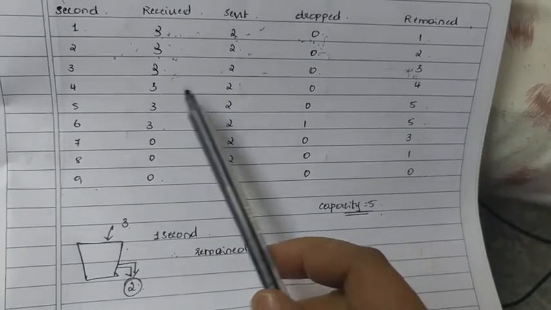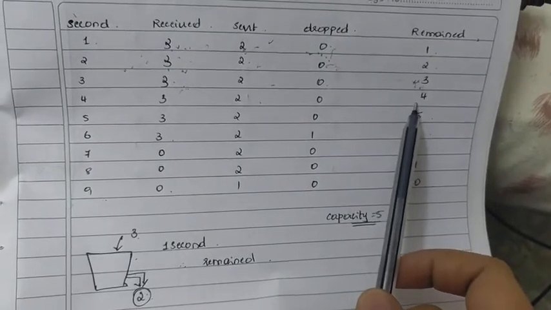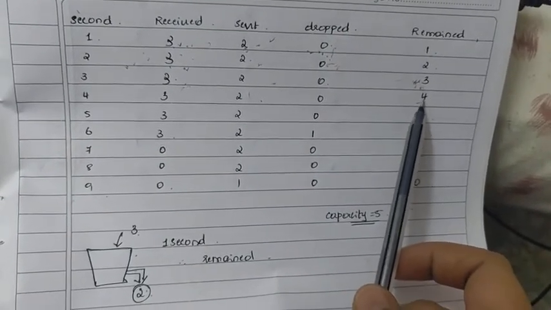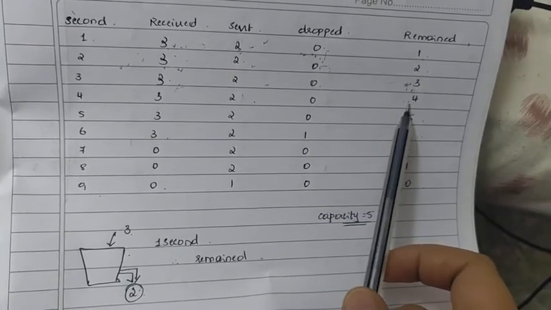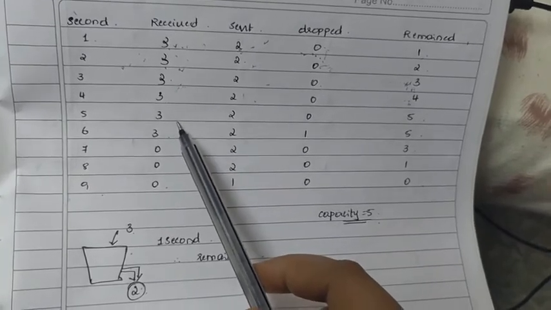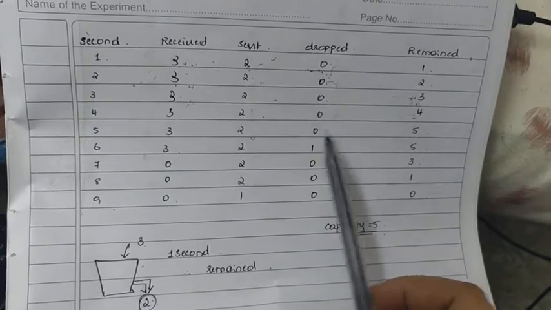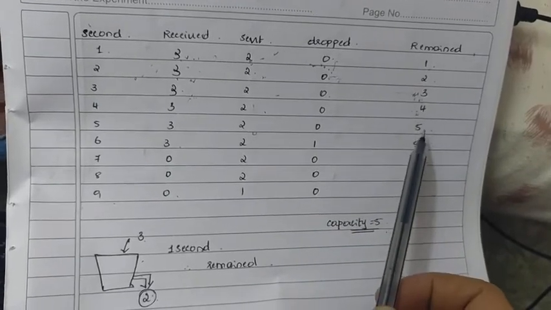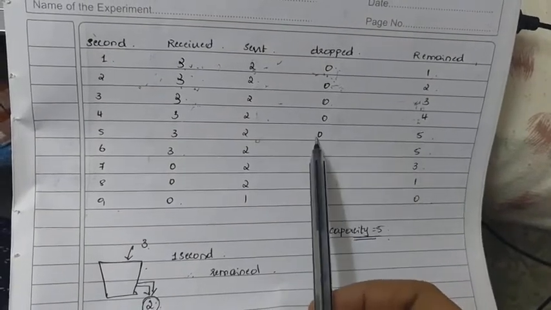So it will become 6 apples. Out of 6 apples, you are sending 2 apples out, so the remainder is 4 apples. So 4 is again within the capacity of the bucket, that is 5. Again 4 plus 3, here you have 7. Out of 7 you are sending 2 apples out, so the remainder is 5. Now again 5 is the capacity, so there is no drop.